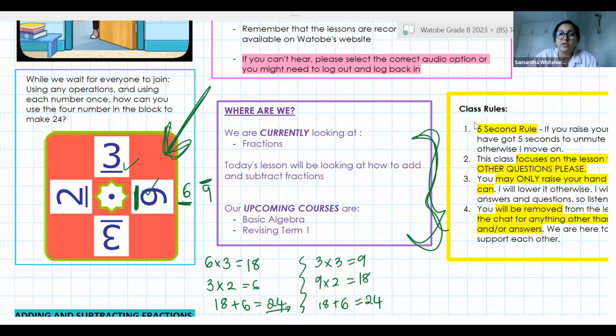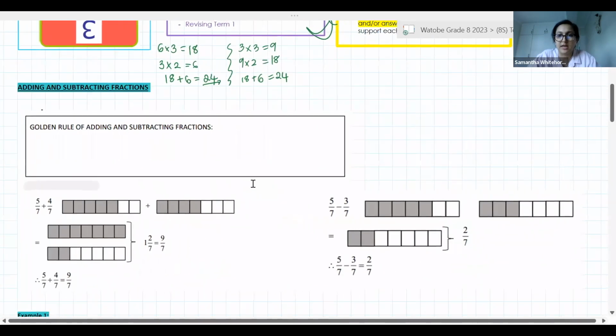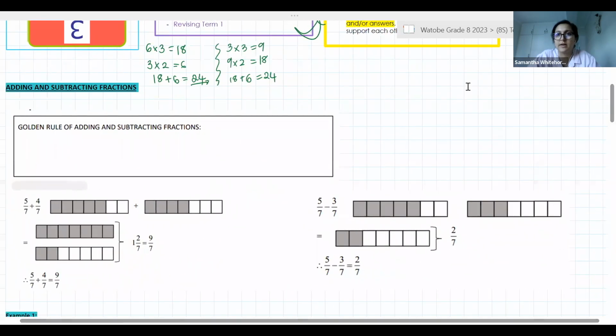Right, so today, as Yolanda's already told us, we're looking at adding and subtracting fractions. So that's what we're going to start with here in our conversation as we get going.